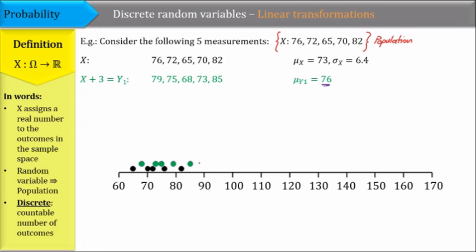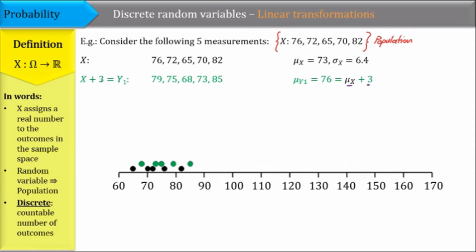Okay, graphically this is what happened. Everything just shifted up by 3 units. So we see that the mean is equal to 76. The original mean for x was 73, but then I took 3 and I added it to every single observation. So what do you notice? We notice that the mean for y1 is just the mean for x plus 3.